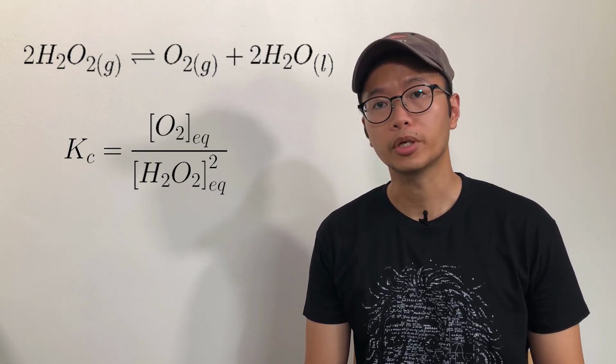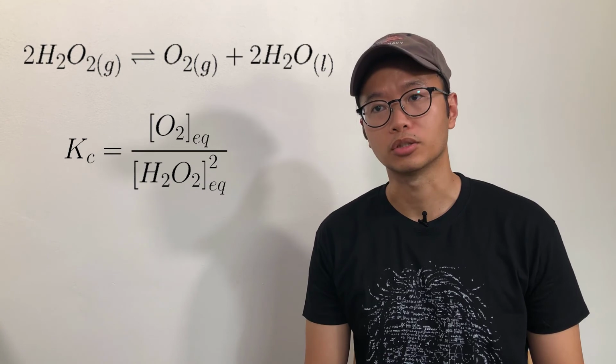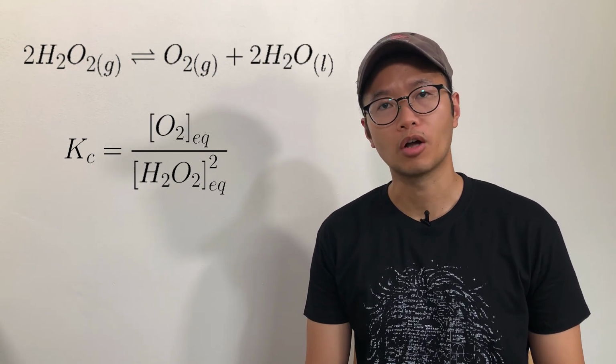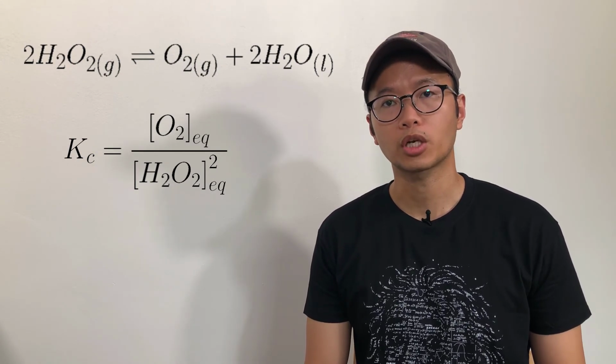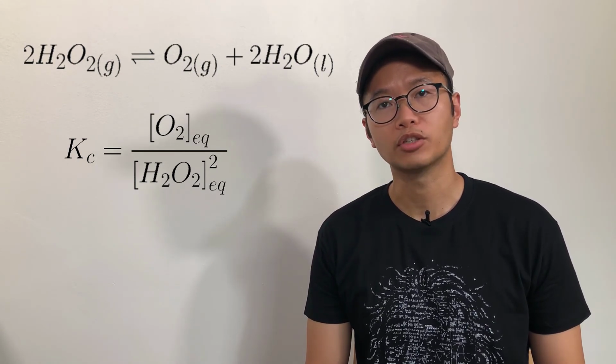For the denominator of the law of mass action, I will have the concentration of hydrogen peroxide squared because the stoichiometric coefficient of hydrogen peroxide is 2. Correct, Benjamin. I think you have a good understanding of the topic now.